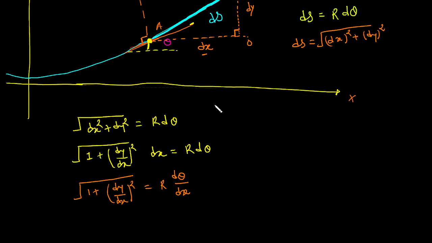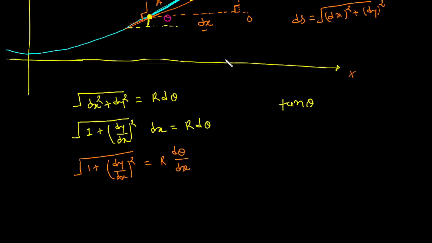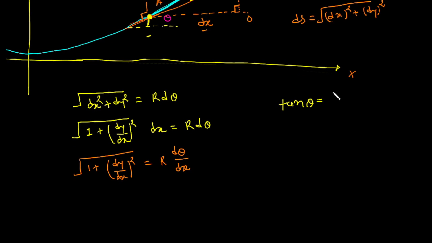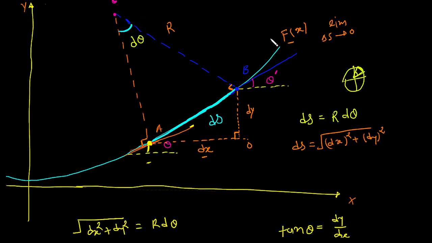So we can also say that slope is nothing but tan of theta. So we can write tan of theta at point A. At this point, tan of theta is simply dy by dx. Here we have assumed that f of x equals y.